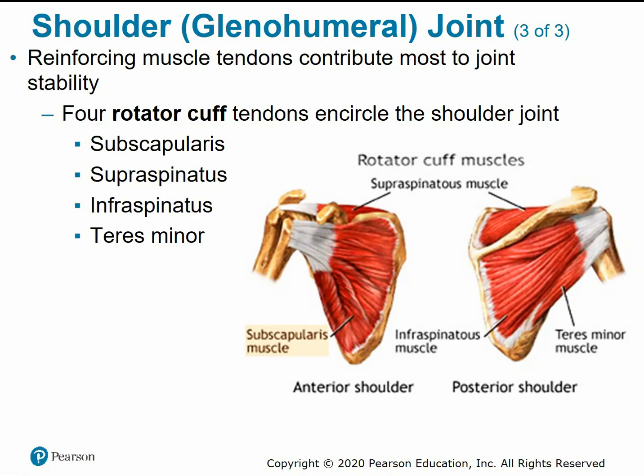So there's 4 rotator cuff muscles and tendons that surround the shoulder joint and help stabilize it. The subscapularis, right near the bottom of the scapula, the supraspinatus, so supra meaning above the spine. This is the spine of the scapula, so we have one here above. Infraspinatus, below the spine, and the teres minor, which is the small or the minor strap-like muscle at the bottom.